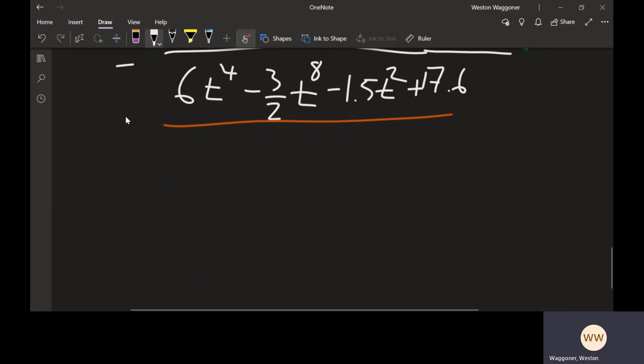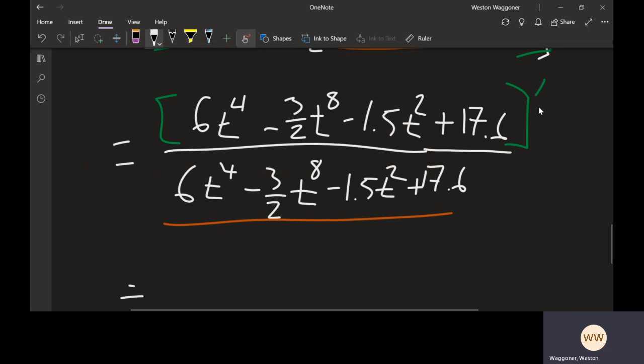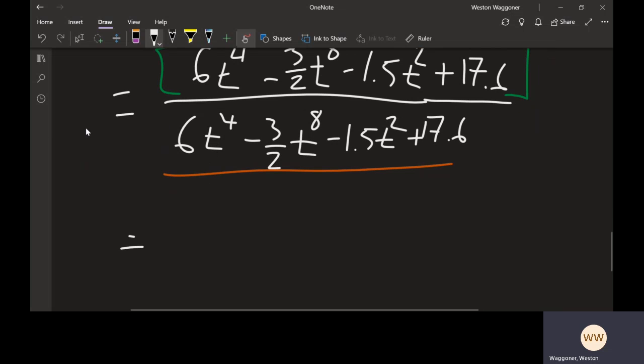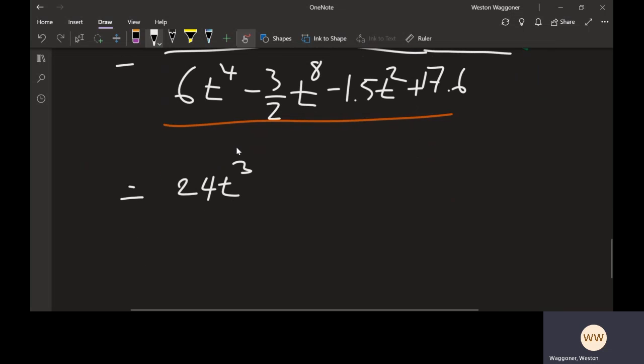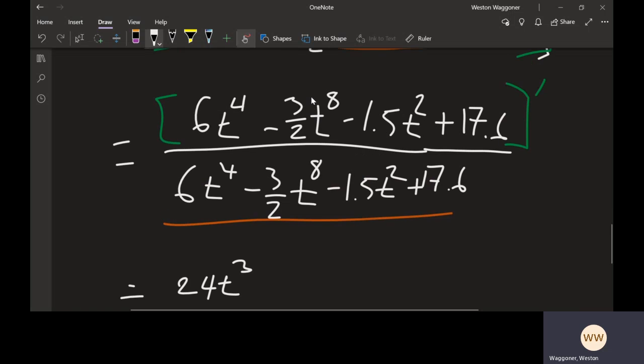Okay, because we get to distribute that derivative in a way, this is going to be 24t to the third, because that power of 4 is going to drop down, multiply with 6, get 24, and we'll get 3 up top because we're losing a power. Now here's the nice thing about the minus 3 halves: when I bring down this 8, that 8 is going to get divided by this 2, which is really going to make it 4.